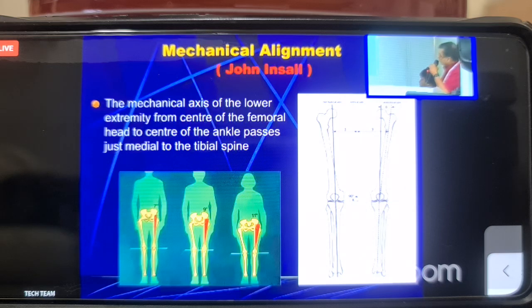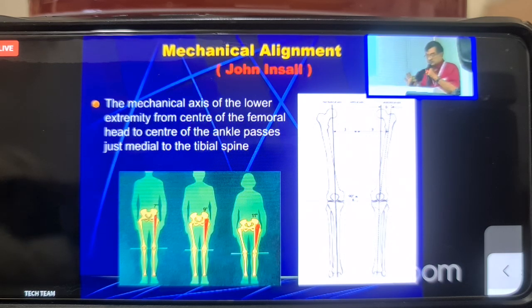So that's why John Insall came up with this concept of mechanical alignment. Now, if you see this picture, the center of the femoral head, the center of the knee, and the center of the ankle come into one line. And this is the mechanical axis. It is slightly different in the femur from the anatomical axis, which is this. And you see, in the tall patient, this difference is less. In the short patient, it can be quite a lot, 11 degrees. So the whole idea is to restore this vertical axis, or the mechanical axis, of the limb.